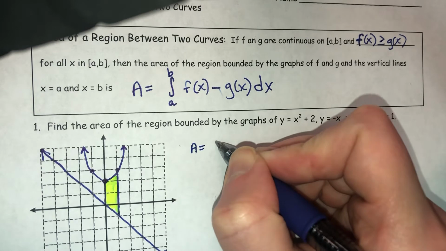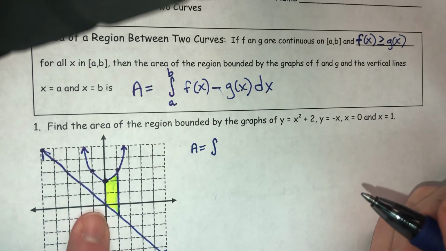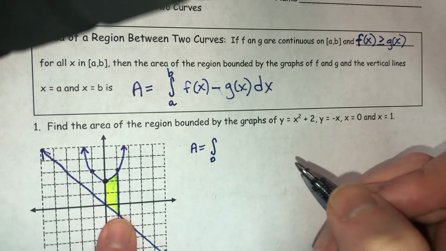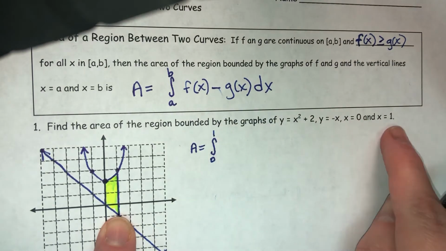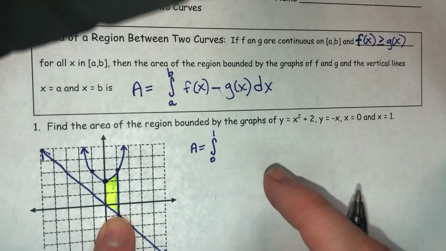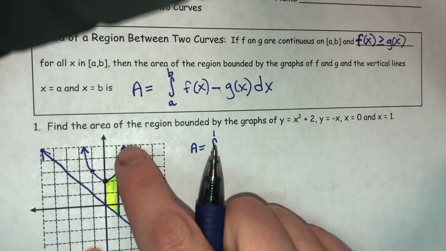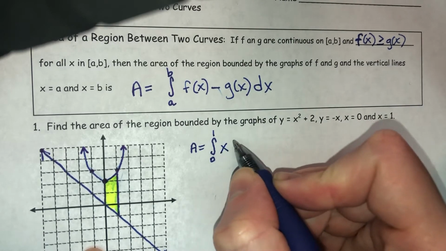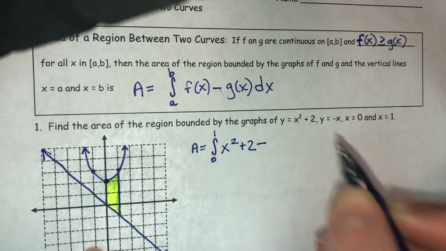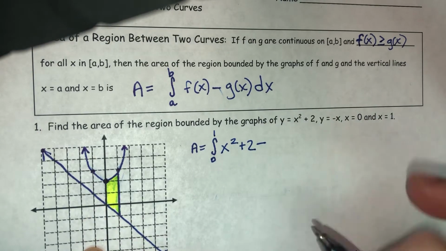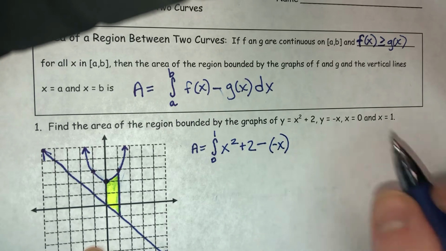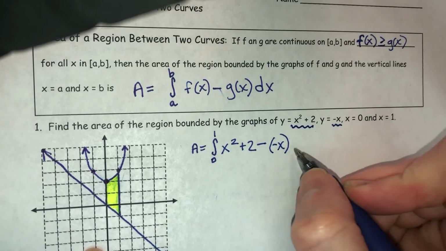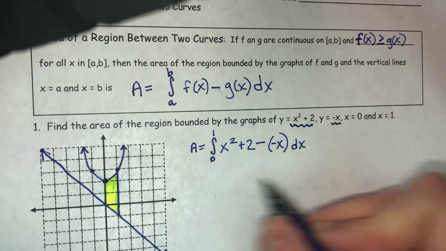So the area will equal the integral from the leftmost x value, which is 0 on this shaded region, to the rightmost x value, which is 1, and they gave us these numbers in the problem. And then we're going to have f of x, which is our upper function. Notice the parabola is above the line, so the parabola is f of x, so it'll go first. x squared plus 2 minus the lower function, y equals negative x, so that's the negative x. Okay? Whatever y equals, we put that part, f of x minus g of x. And then our dx.